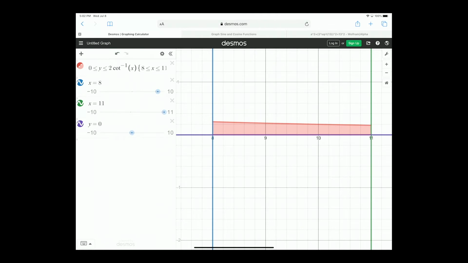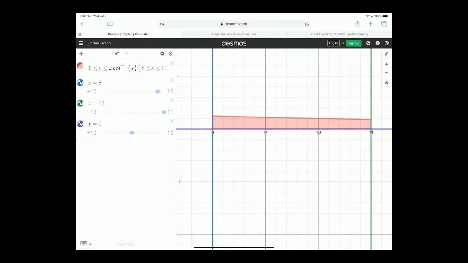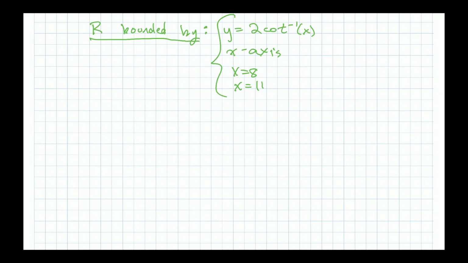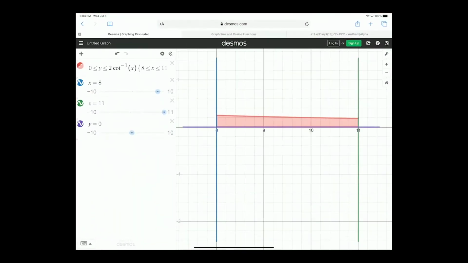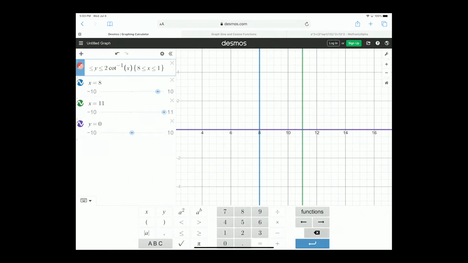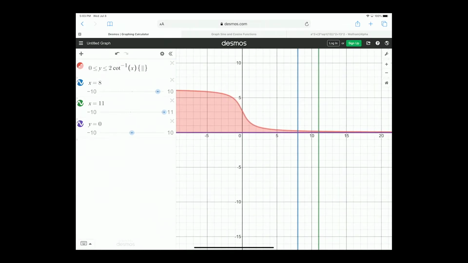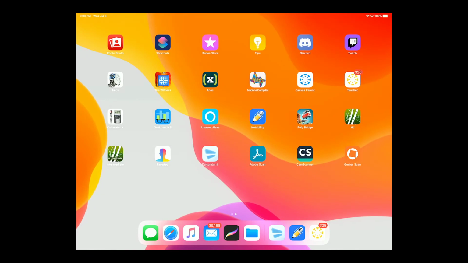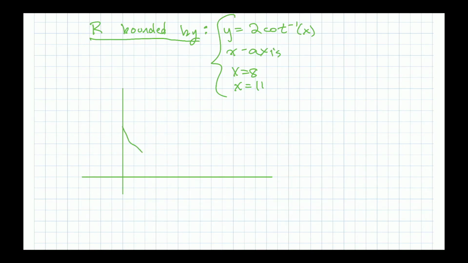So that's actually pretty simple. Let's go back to the notes here. And so this is what we're talking about. I already forgot what the cotangent looked like. I'm going to go look at it again. Oh, I deleted it. Okay. All right, so on the positive side, it just does that. That's easy enough. And then we're just going 8, 11. There's the area. Okay, so that's pretty simple.